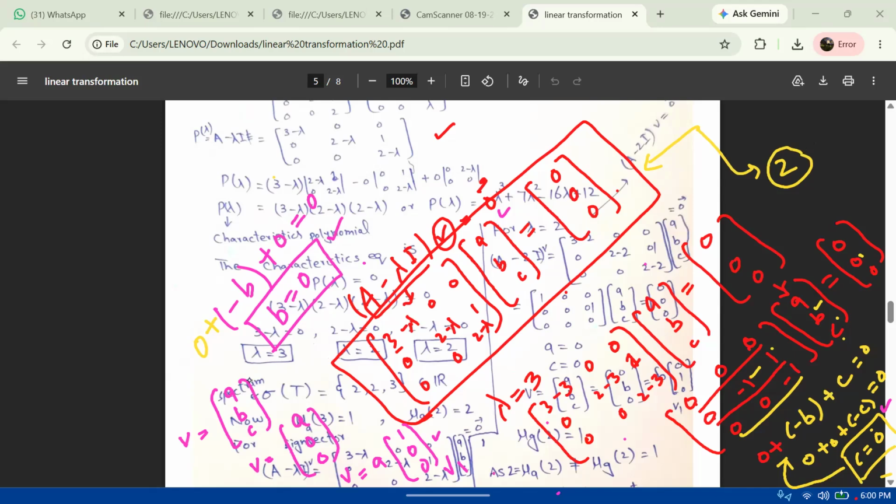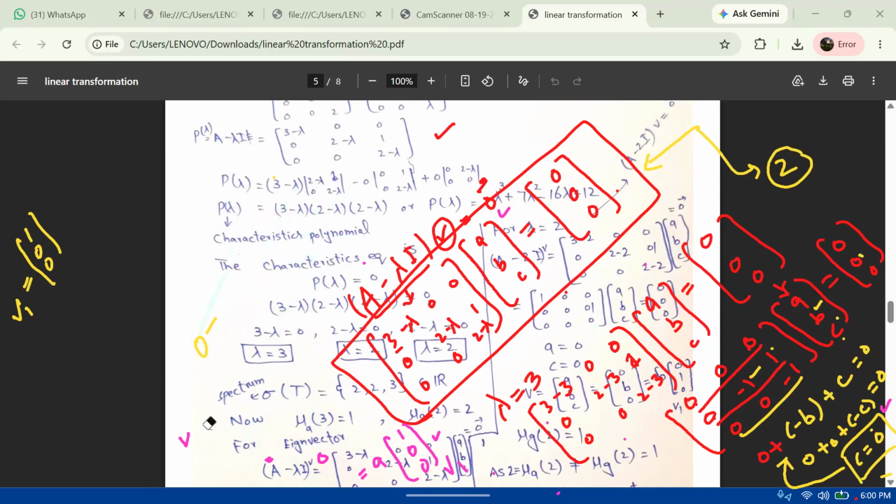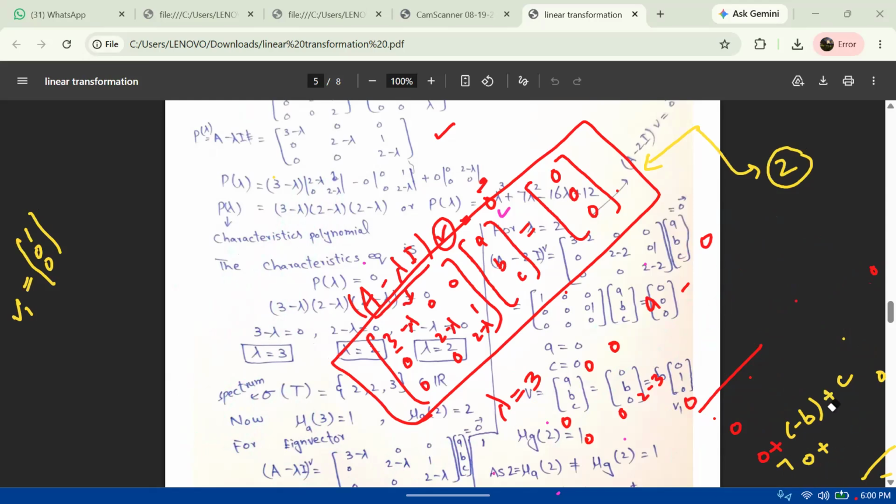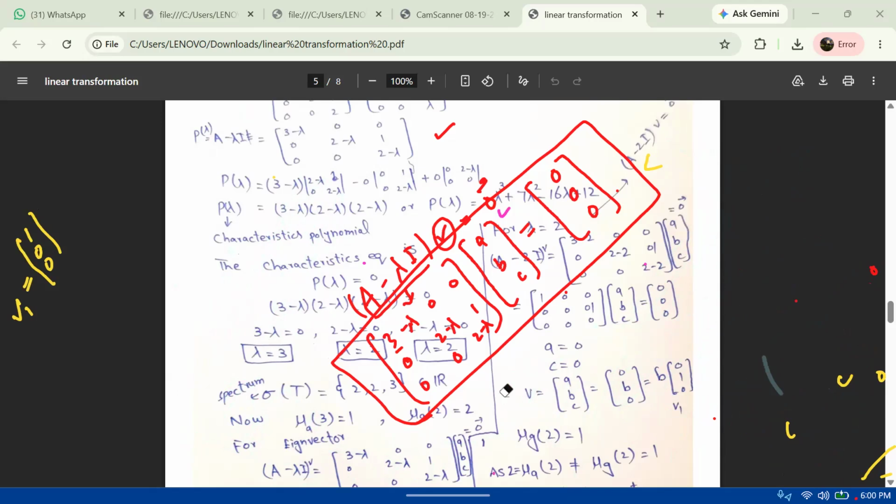So I am erasing some things here. Just I am writing V1 here, V1 equal to 1, 0, 0. After that, I am erasing the other things that you see on your screen. Just give me a minute. Okay, I have erased my screen now.